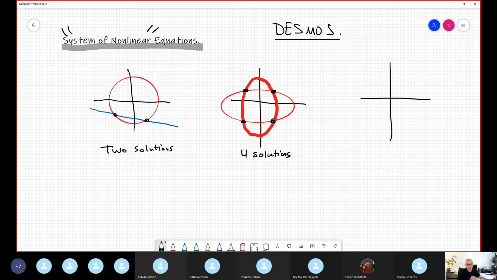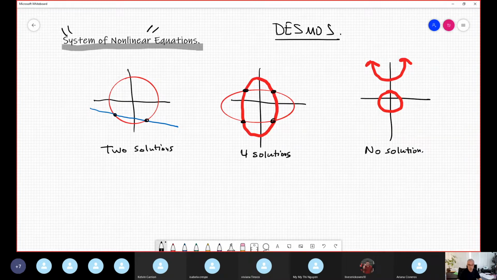We see examples of this. Another scenario is, suppose we have a parabola like that, but we have a circle. And this parabola and this circle have no common point, therefore no solution. Okay? So you need to be aware of different possibilities.